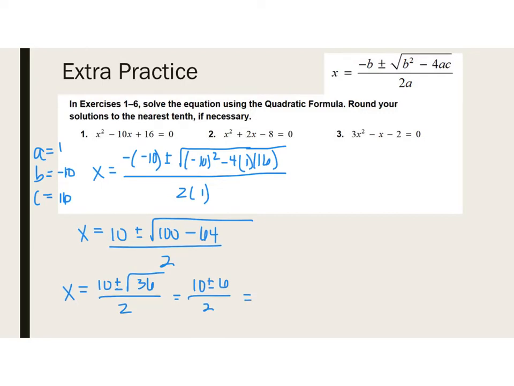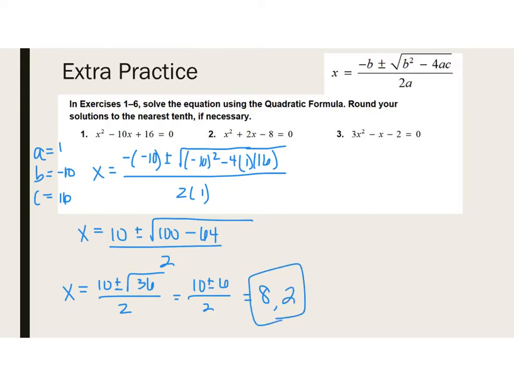And here's our 2 cases. What's 10 plus 6? 16 divided by 2. That makes 8. And what's 10 minus 6? 4 divided by 2. That makes 2. And there's my 2 answers.